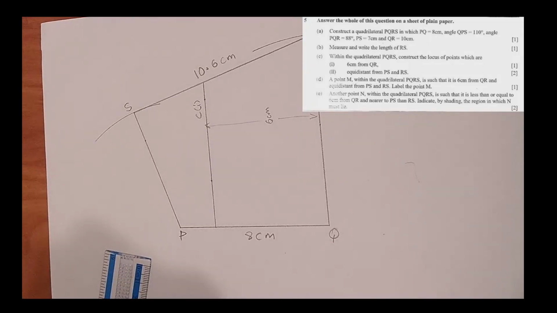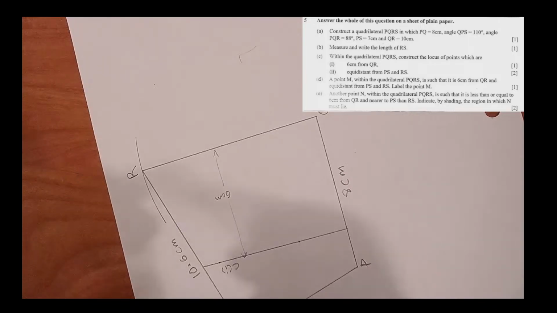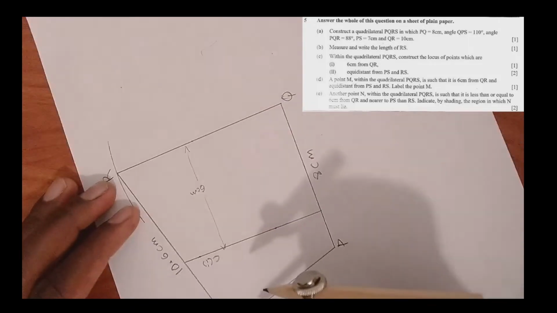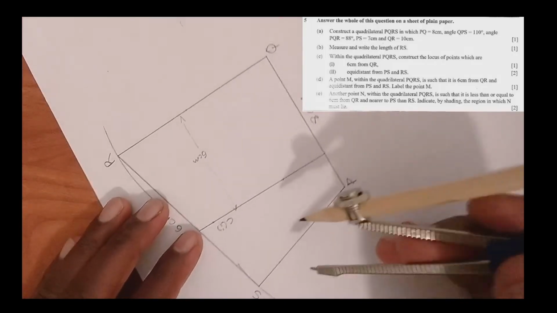The next question says, construct the locus of points which are equidistant from PS and RS. So that is two lines. When they say equidistant from PS and RS, it is just the same as the angle bisector. The letter which is common in PS and RS is S, so you are bisecting this angle at S right here.